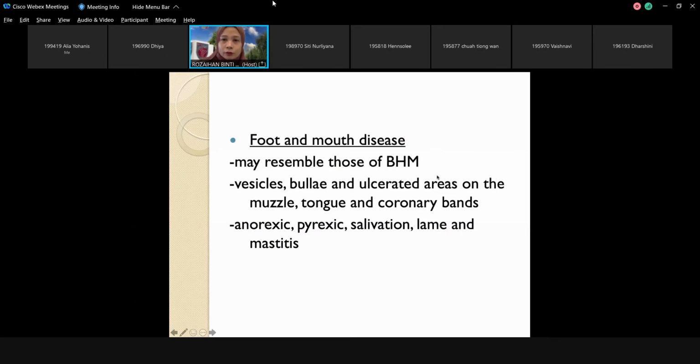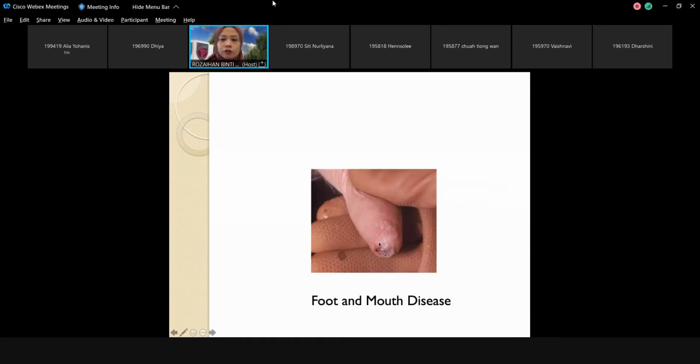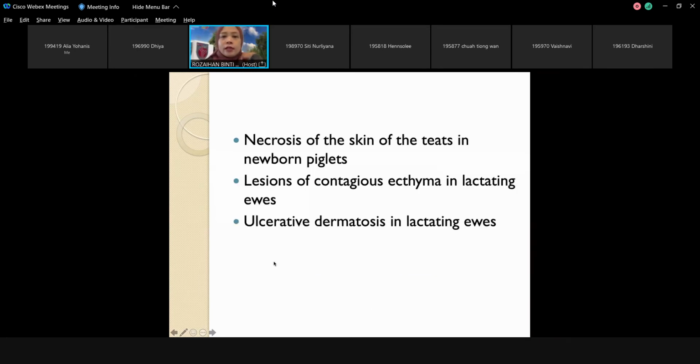But FMD may resemble bovine herpes mammillitis. But other than having these skin lesions on the teats or in the udder, the animal might be having other systemic signs as well. So the animal might be having anorexia, pyrexia, salivation, edema, and mastitis. This is just an example of vesicles here. Ruptured vesicles, over time, will heal. After the vesicles have ruptured, you have an ulcerated area near the teat orifice here.